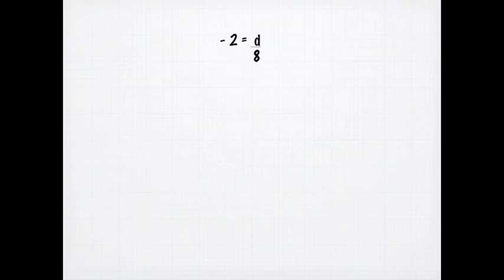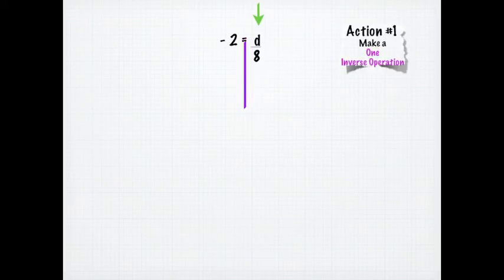Let's try a problem with division. I see a variable being divided by 8. I draw a fence. Next, I do the first action item. On the variable side, I make a 1 by using the inverse operation. In this case, I see a variable divided by 8, so I multiply by the reciprocal to each side. After a while, you don't need to put the 1 underneath the 8. Then I make a sideways 1.